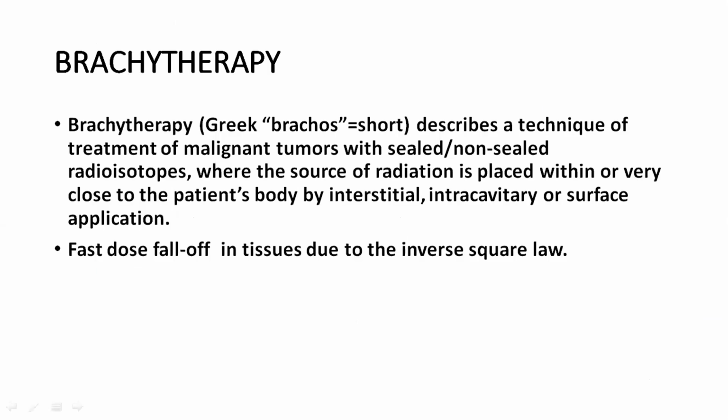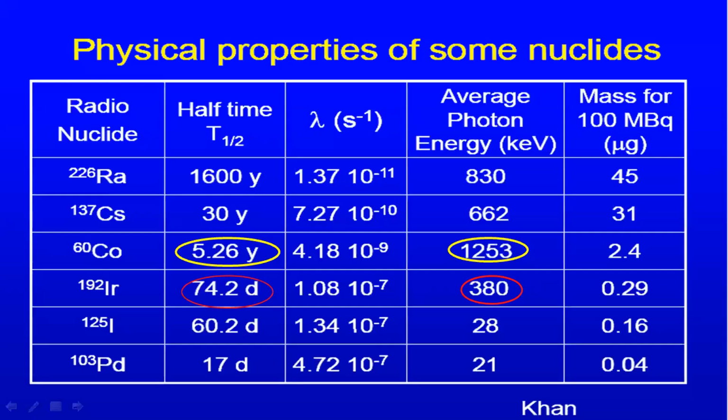Brachytherapy means giving radiation within the tumor with sealed or non-sealed sources within the body. And it has a fast dose fall off in tissues due to the inverse square law, which is the greatest advantage of brachytherapy. And now that we are using brachytherapy in India, it is mostly iridium and cobalt brachytherapy.